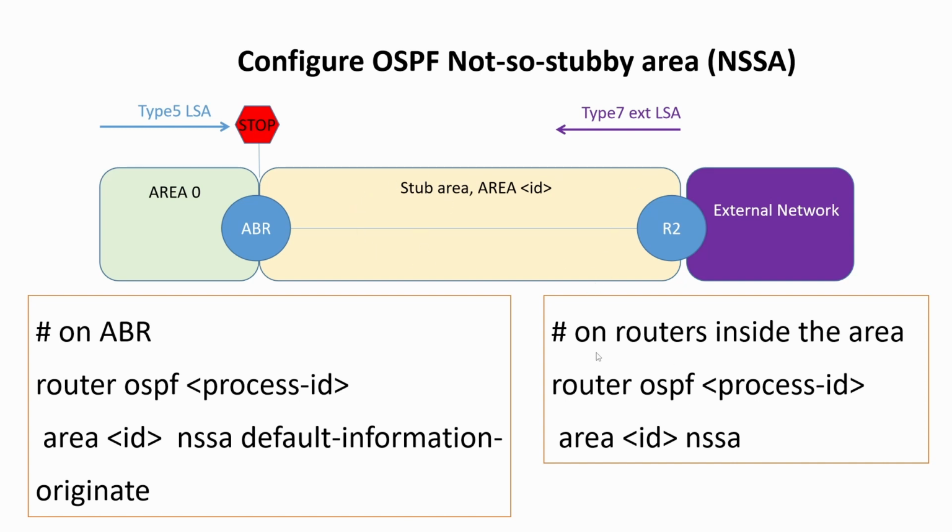For all the routers inside the not-so-stubby area, the config is router ospf process ID, then configure area ID nssa. Some routers in the not-so-stubby area, for example like this router R2, may connect to external routes. So we redistribute the external routes as type 7 external routes into this area. So let's configure it.